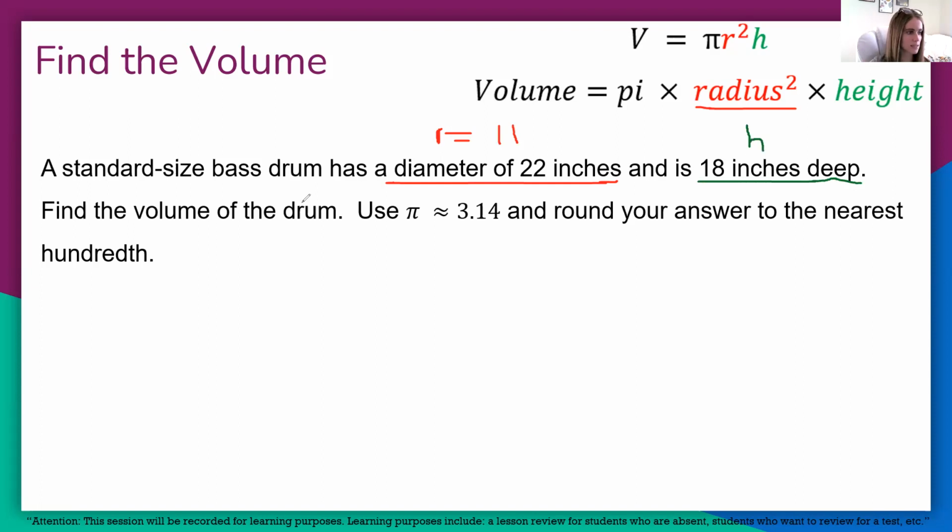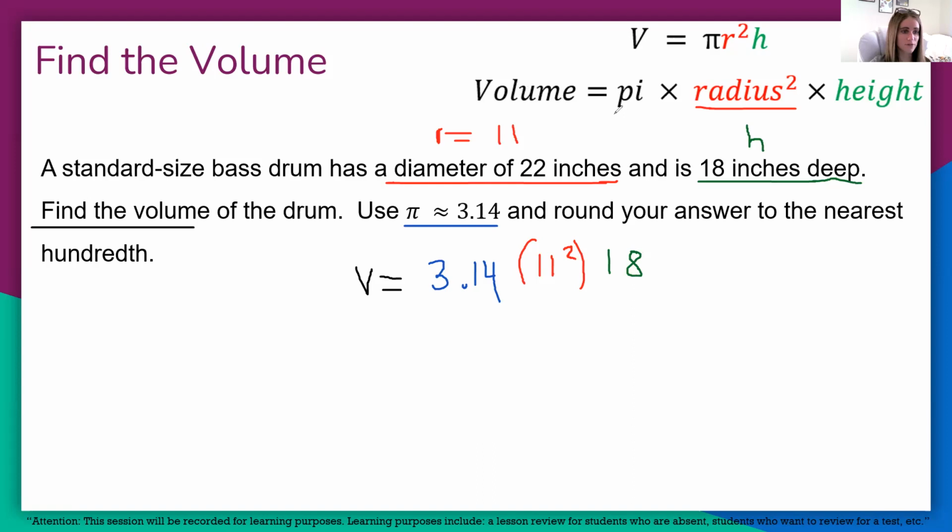And we are being asked to find the volume and continuing with our pattern of using the approximation 3.14 for pi. All right, all of our information is labeled. Let's substitute and solve. Volume stays a variable. That's what we're trying to find. 3.14 is our approximation for pi. Radius squared, and our height. What's the first step?